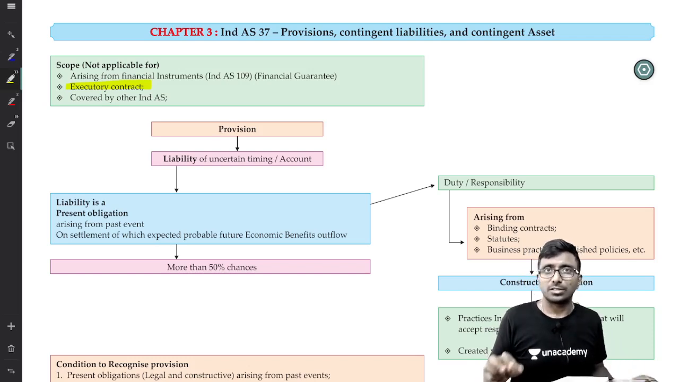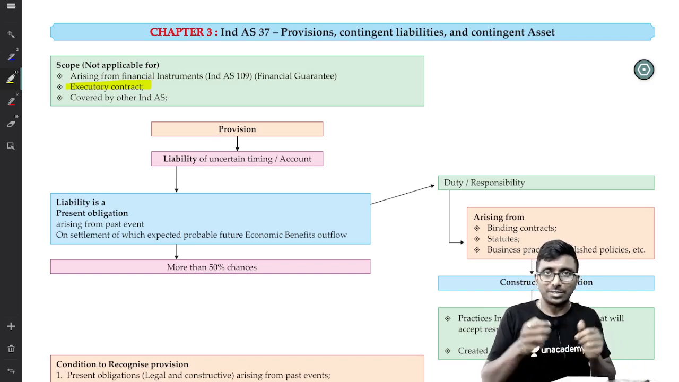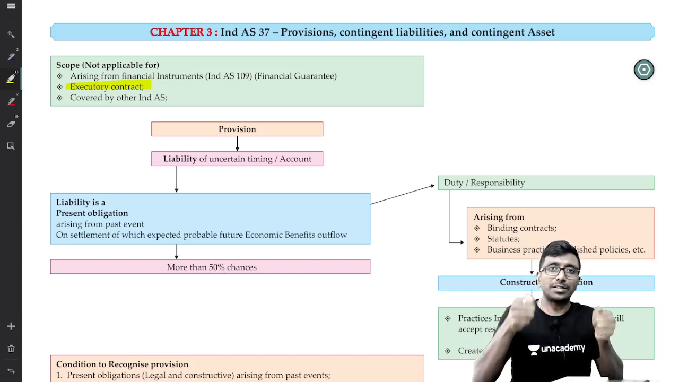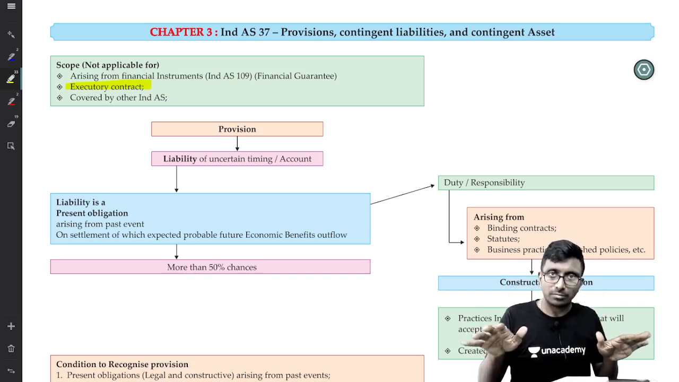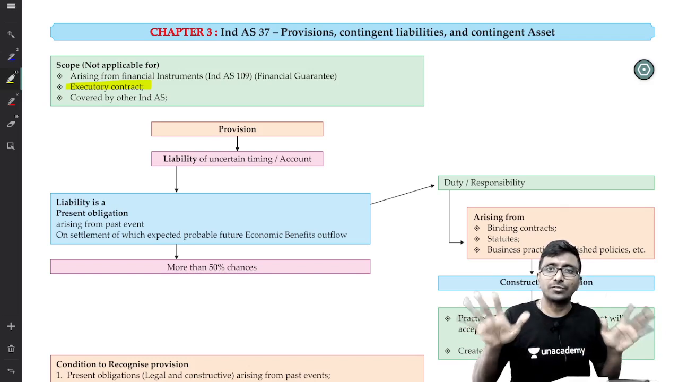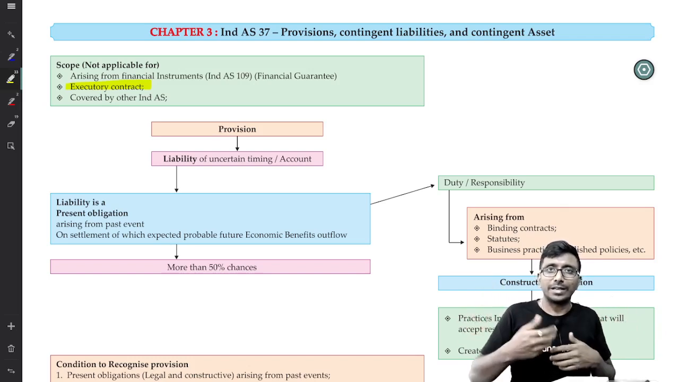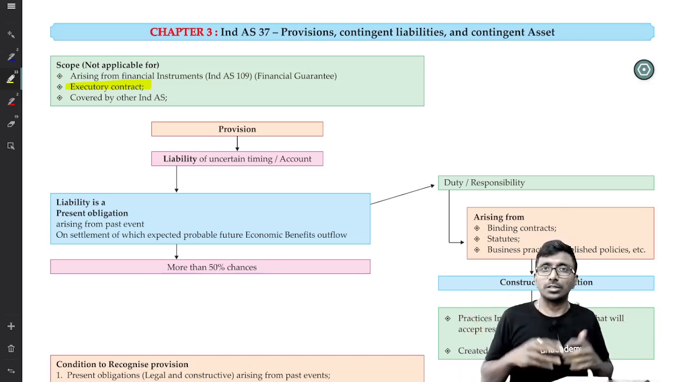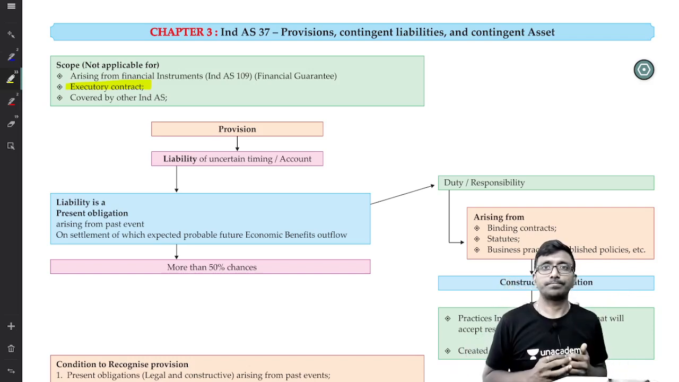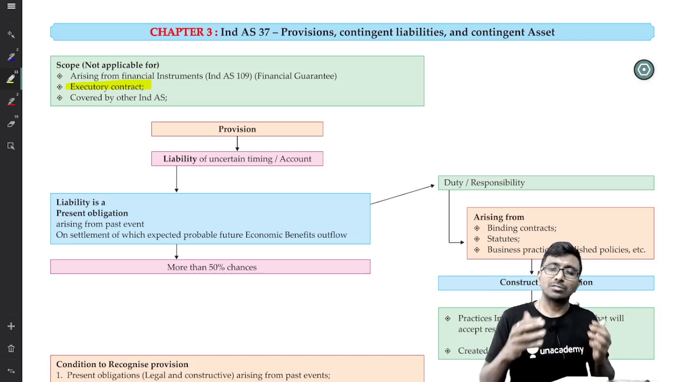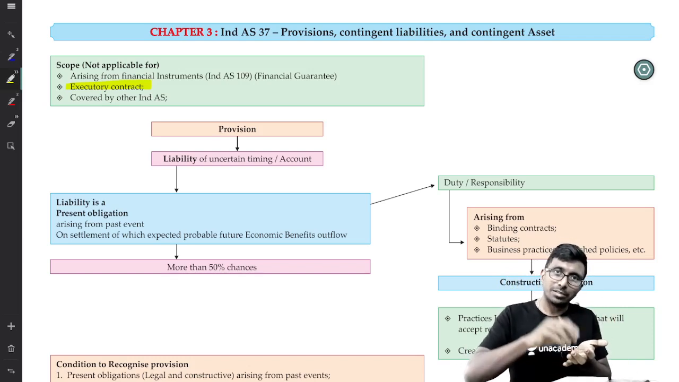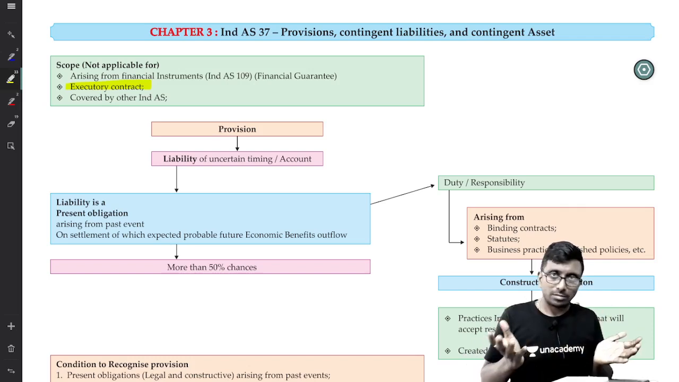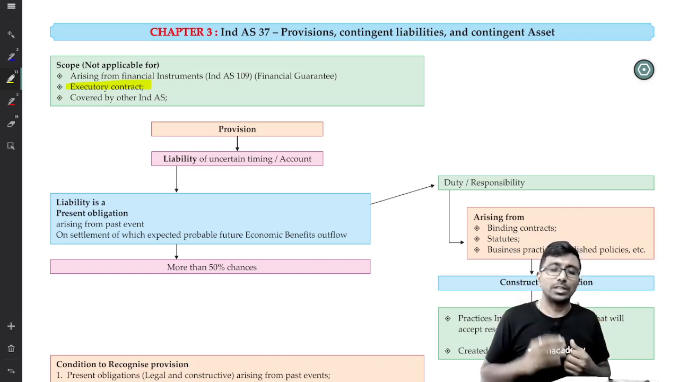Executory contract means, where there are two parties, both the parties have done nothing, or both the parties have done the same level of job. Say for example, I entered into a contract with you saying that I will purchase your goods, for let us say 1 crore. It's a binding agreement between you and me, right? That means I have to buy, you have to sell.